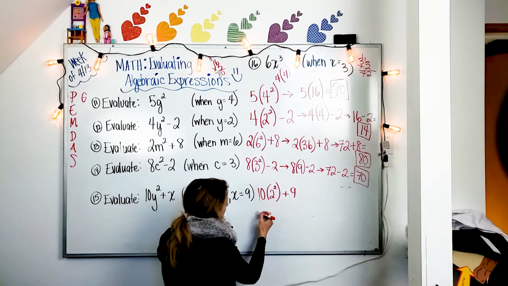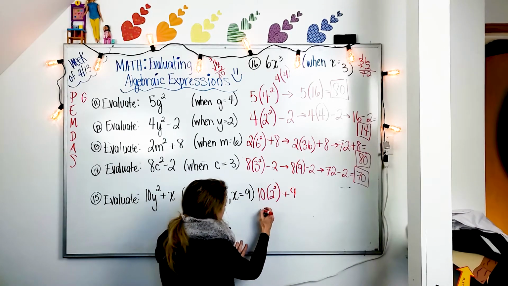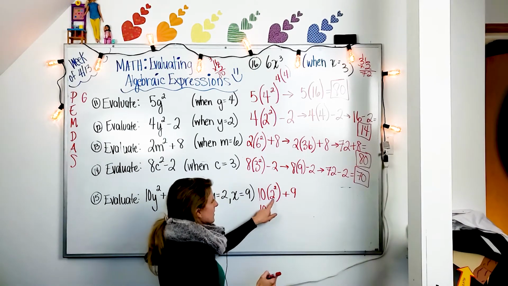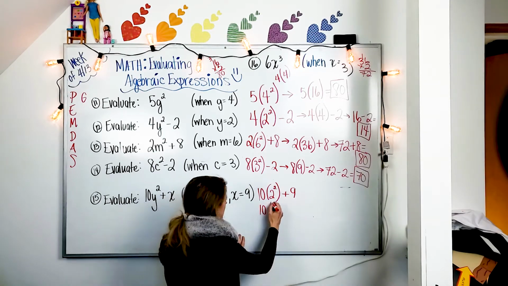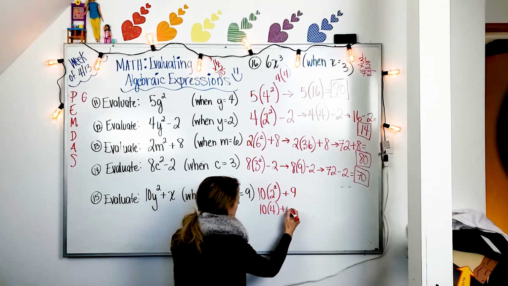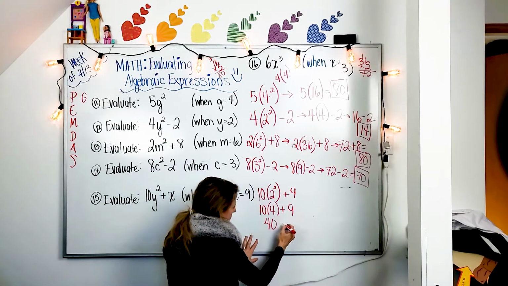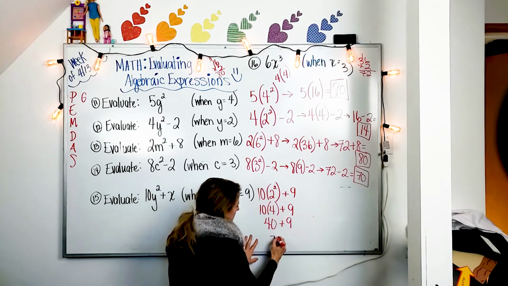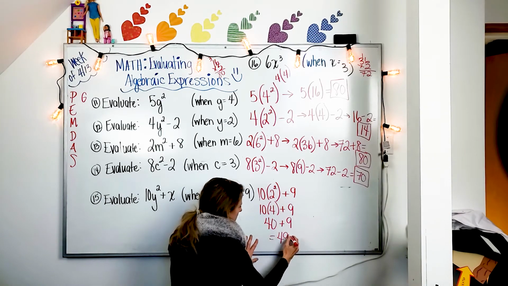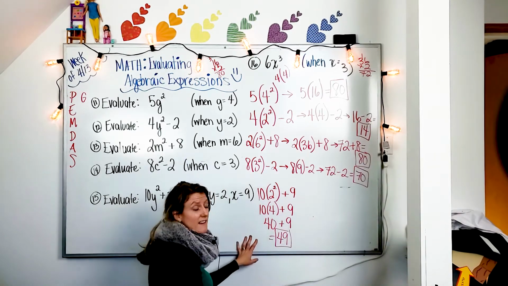All right. Now this one I have space to go this way. So we're going to keep that 10. 2 squared is 2 times 2, which is 4. 10 times 4 is 40, plus the 9 for a grand total of 49.